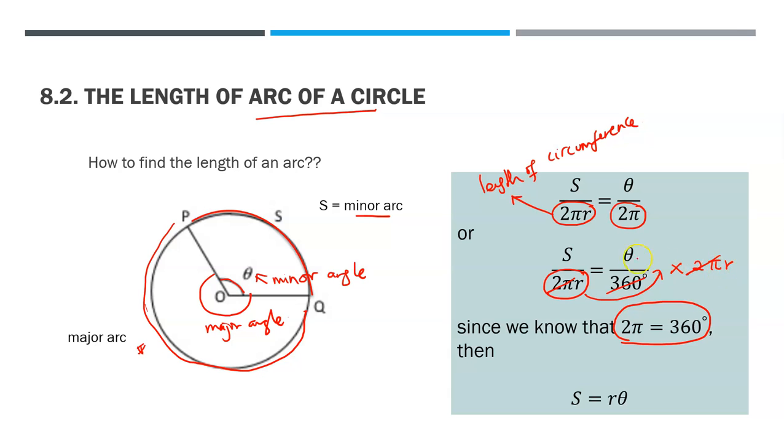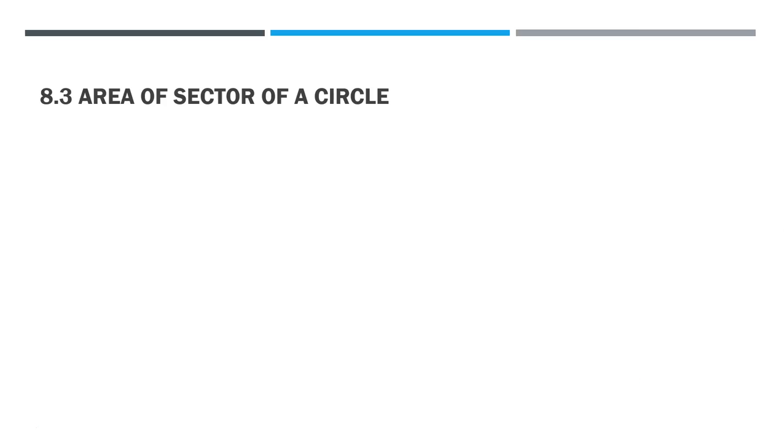So you are left with only r theta. Okay, r theta. Usually the angle here will always be in radian mode. Make sure it is in radian mode. That is how we find the length of arc.